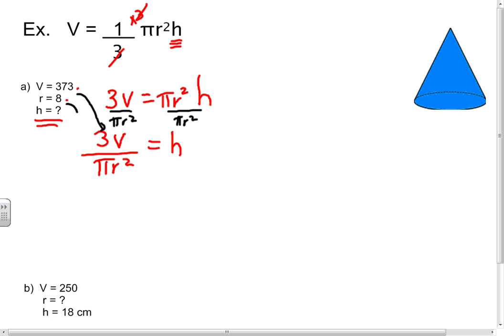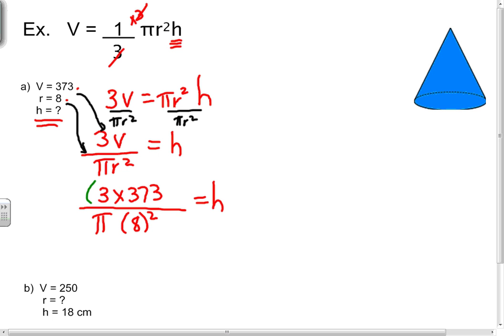Remember, pi is a number, and we just need to type that into our calculator. So 3 times 373 is our numerator, divided by pi times 8 squared. It is really nice on your calculator if you would just type it in as you see it. You may want to put brackets there, divide, put brackets there, and actually use the pi button so that you're not estimating pi as 3.14, but you're in fact using many, many more digits of pi.